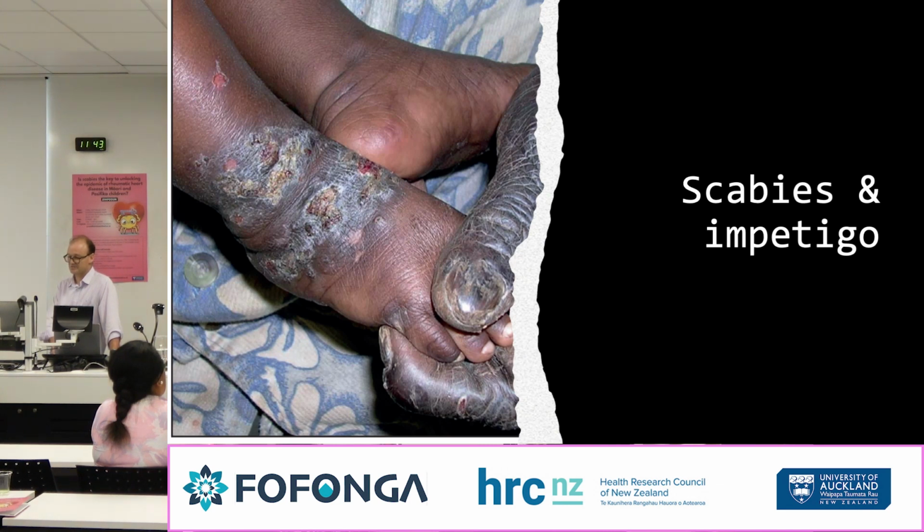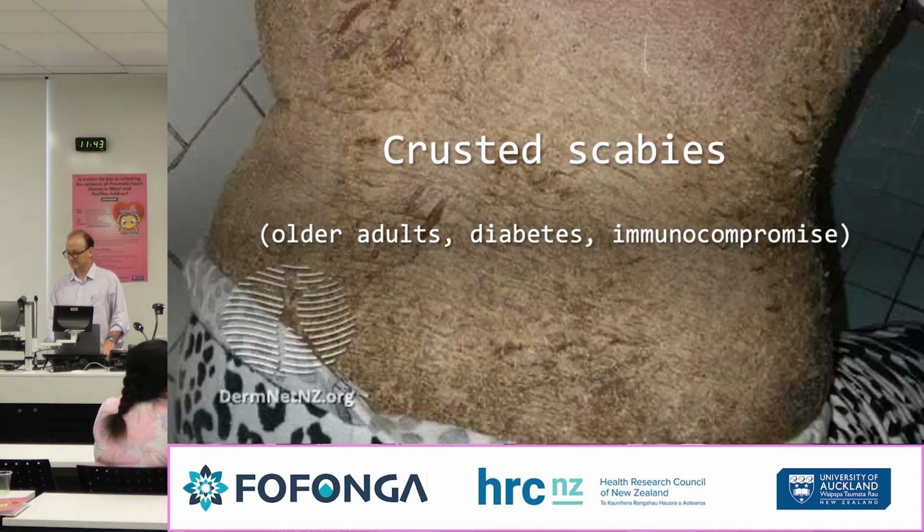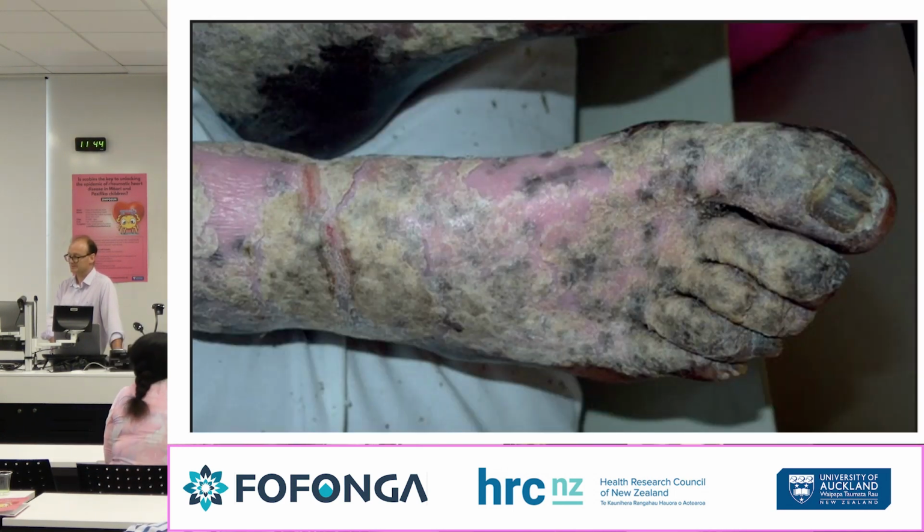Here's an example of scabies and impetigo, where you can see the papules along with the crusting and some infection. And in older adults, usually crusted scabies can be an issue, so dermatologists talk about a velvety look of the skin. Often a scraping under the microscope will show evidence of scabies mites. Here's some more examples.